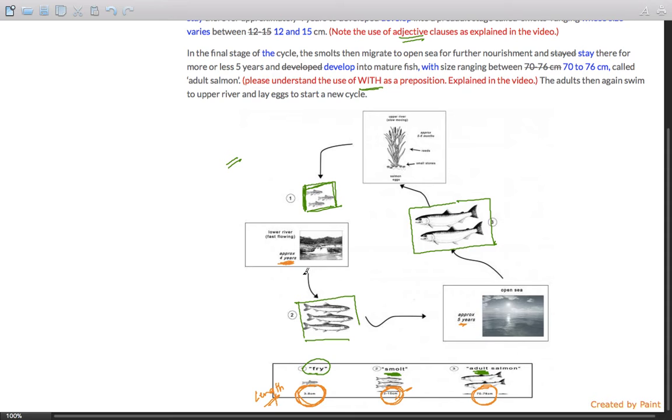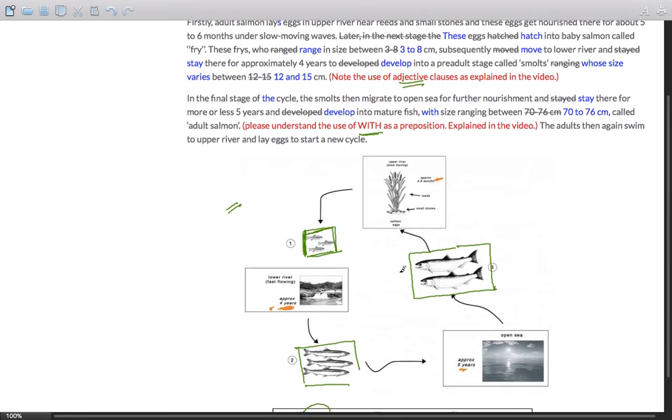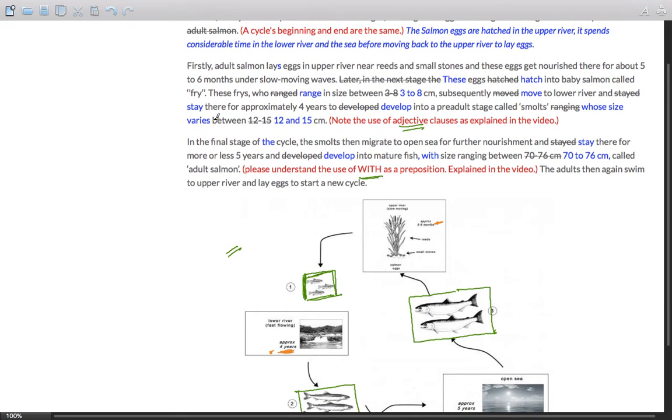Now, how do you integrate this data? 4 years. Okay, here are some other data available for about 5 to 6 months. So how do you integrate this data into the sentences? Let us see what the student has done. Student has written, for instance, let us take this sentence. Okay, let's try reading it. Okay, these fries who range in size between 3 to 8 centimeters subsequently move.